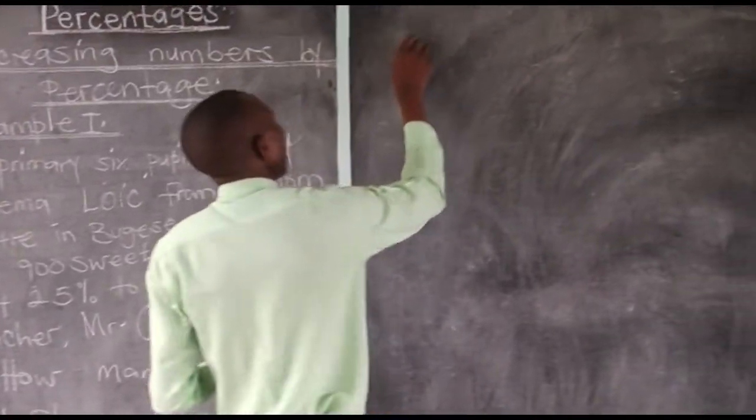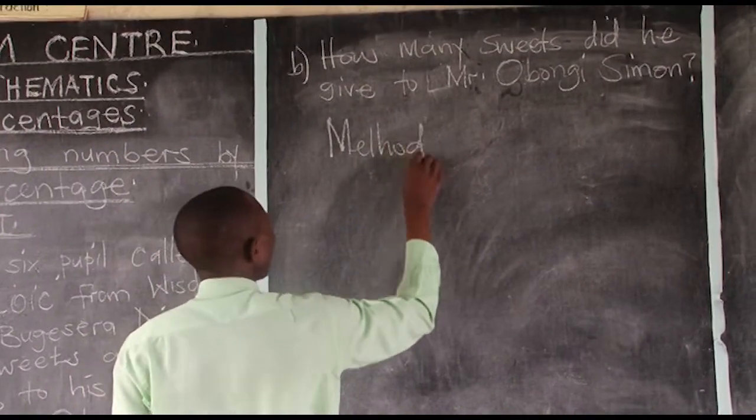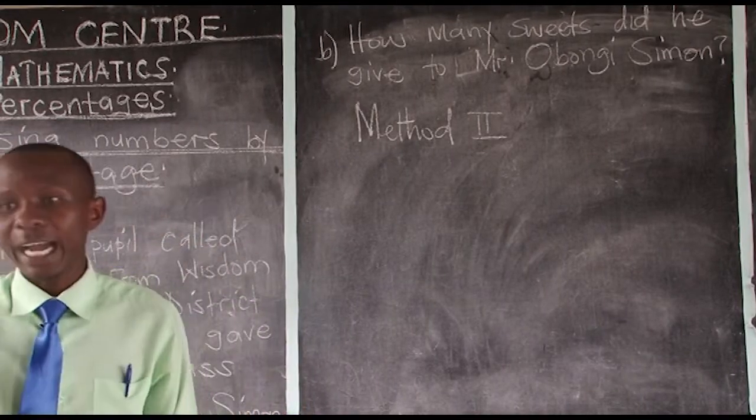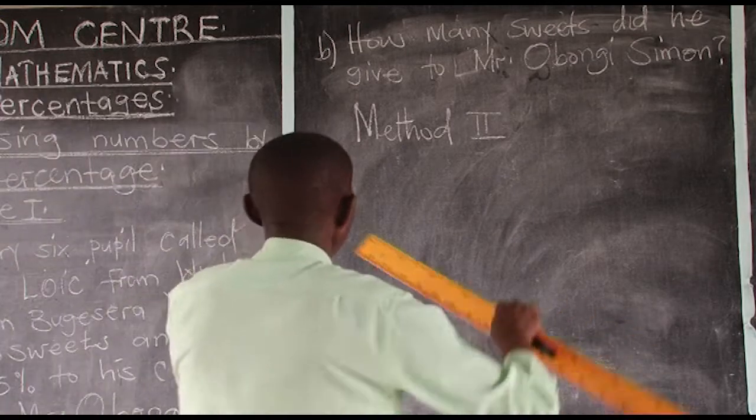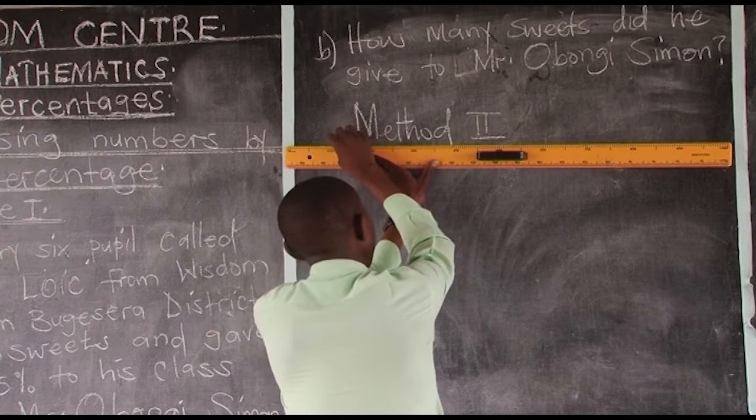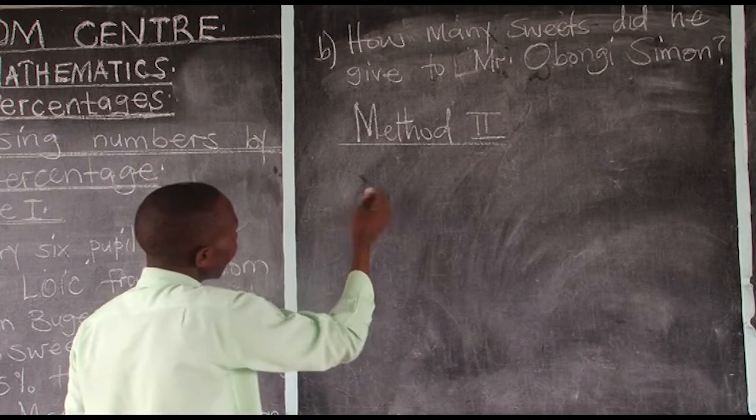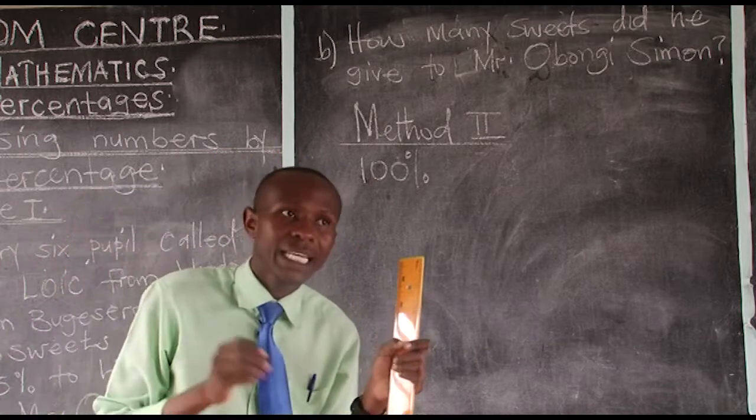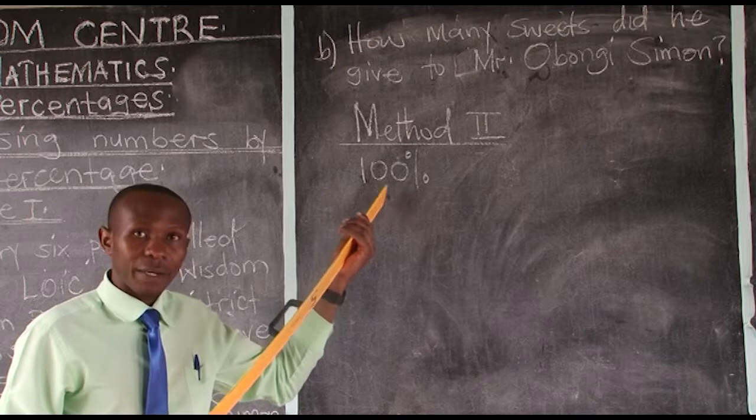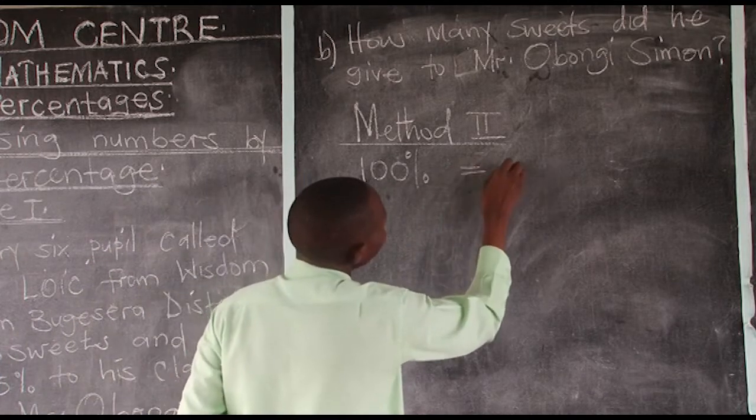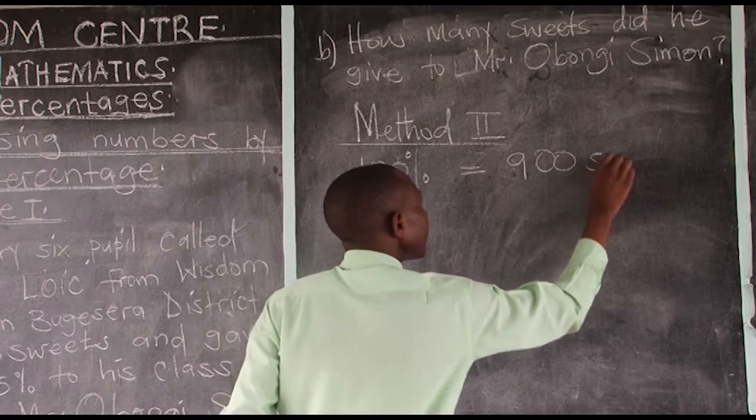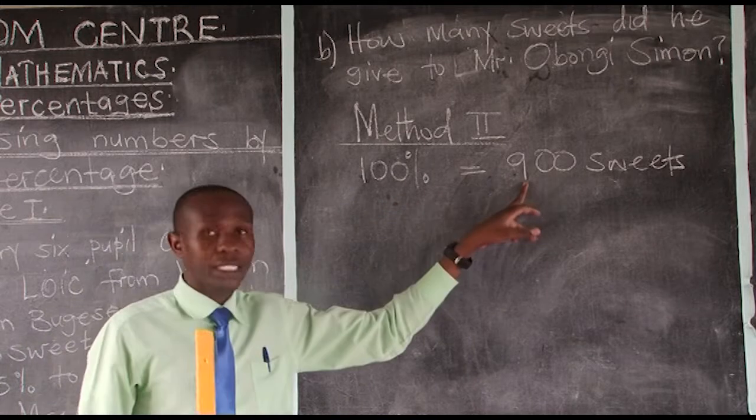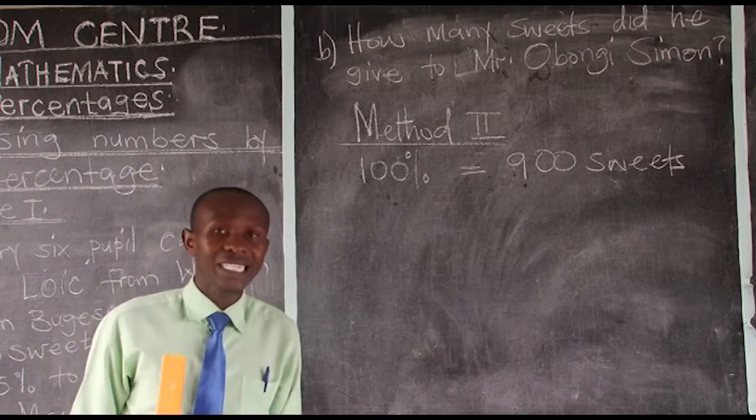So we shall say method 1. We shall identify the number of sweets that he had at first, that is 100% of the sweets he had at first. They are considered as 100%. So 100% of the original sweets, which was 900 sweets. 100% gives us 900 sweets. At first, the number of sweets he had was 900.